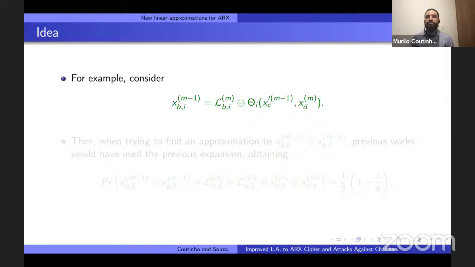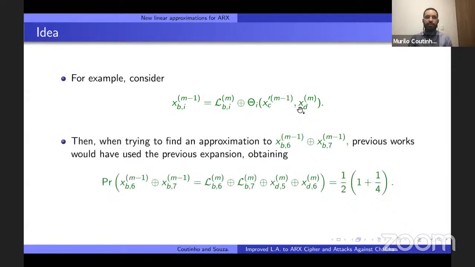So for example, consider the word xb of the quarter-round function. We can show that the i-th bit of the word xb has this expression here, which has a linear term XOR a nonlinear term in terms of the carry function. Let's say that we want to find an approximation to the XOR of bits 6 and 7 of xb. In previous work, we would independently expand each bit, which would lead to this linear approximation below here, with correlation a quarter.